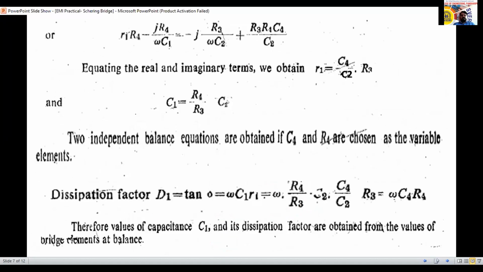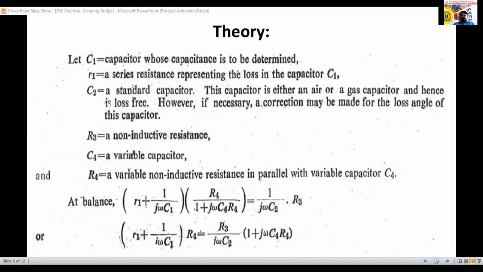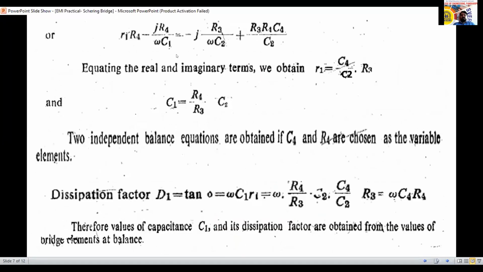Next, we have to split this equation. R1 into R4 plus R4 divided by j omega C4, this multiplication we have to do, and R3 into 1 by j omega C2 into this whole term by multiplying. We are going to get this equation. By rearranging the equations, we get this result. 1 by j, we already know the formula, we can write as minus j.